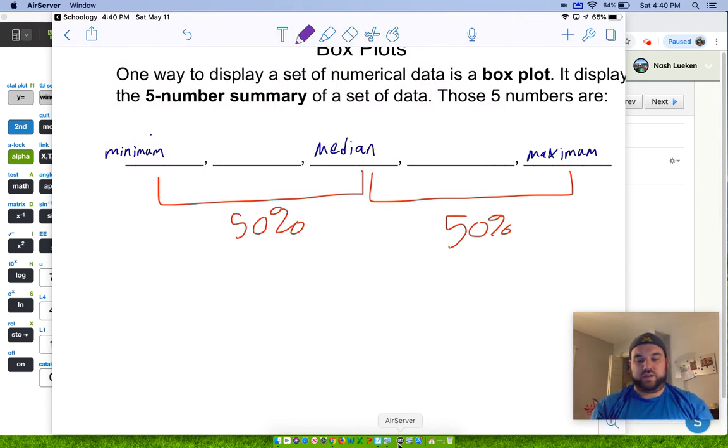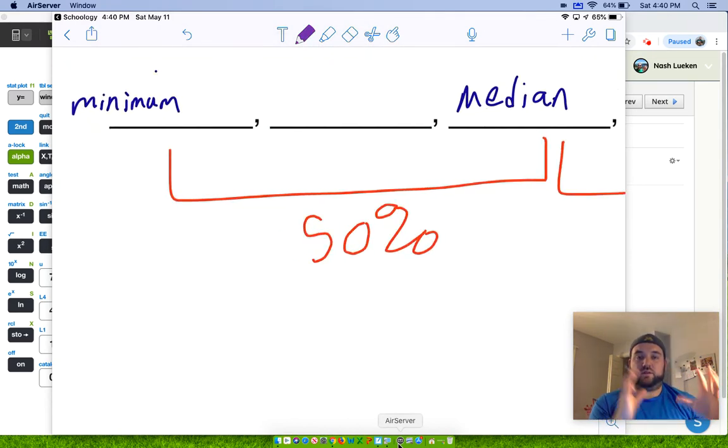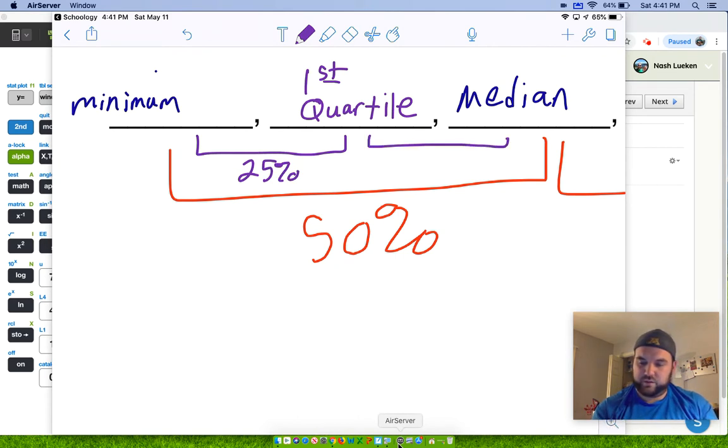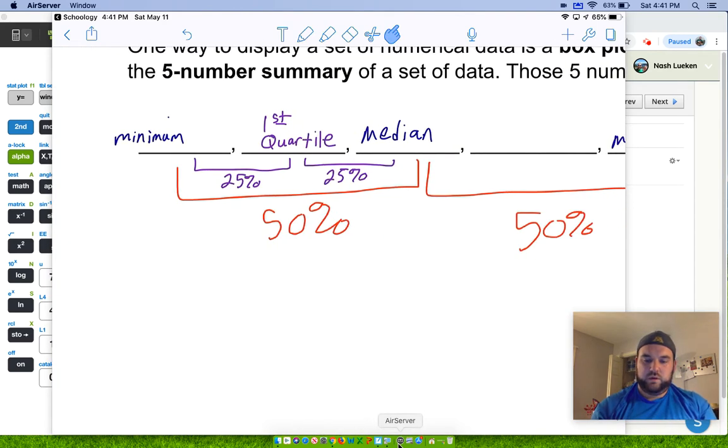Then if you just focus on the lower half of the data, so the lower 50%, the number that splits that in half is called the first quartile. Quartile obviously has a root word of quarter, and the reason is because 25% of our data falls between the minimum and the first quartile, and then 25% of our data falls between the first quartile and the median. So we have the first quartile, we have the median, which is technically the second quartile. Second, 2 out of 4 is halfway.